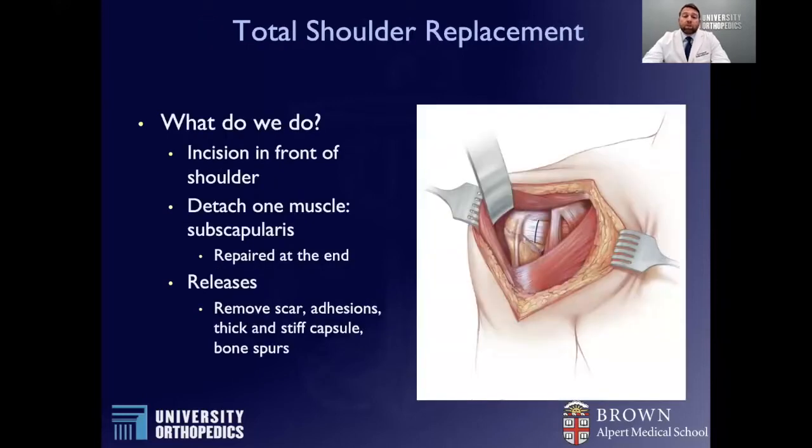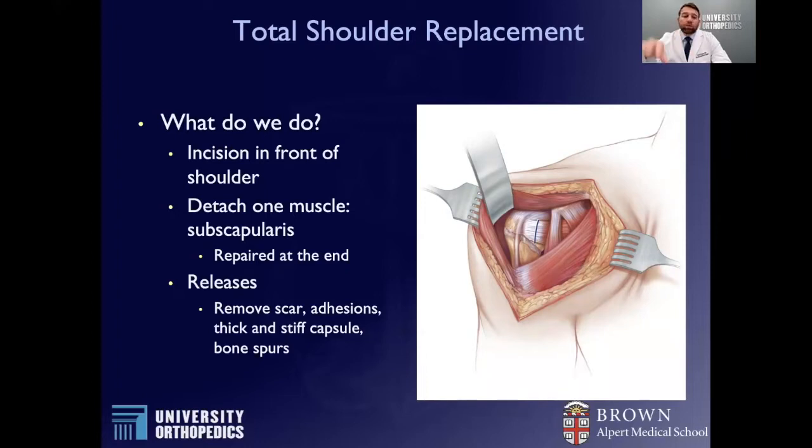So what do we do during this procedure? We make an incision on the front of the shoulder. We have to detach one of the rotator cuff muscles in the shoulder to be able to get into the ball and socket joint. So we discussed before that the rotator cuff surrounds that ball. So we have to get in there. We have to detach one of those so we can get in there and do our work. And that's called the subscapularis. And that plays an important role in the rehabilitation and the recovery after shoulder replacement. And we repair that at the end, and we need it to heal down to get good function.